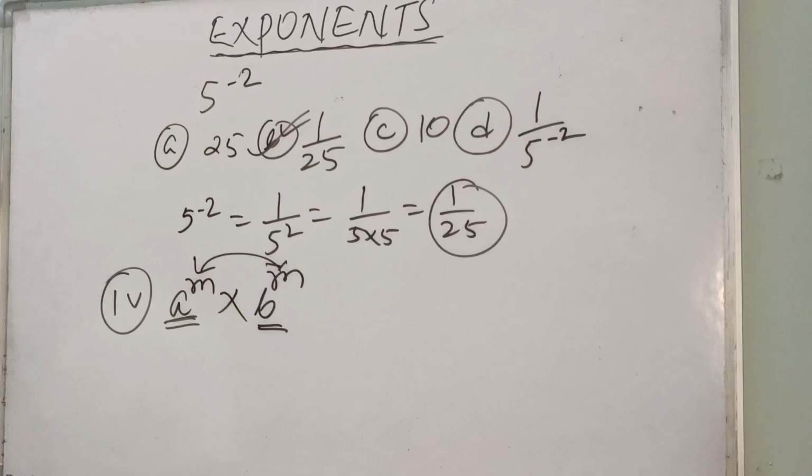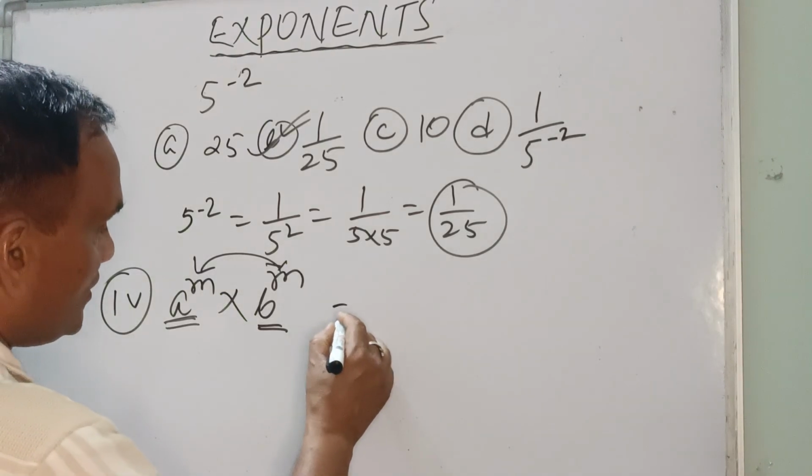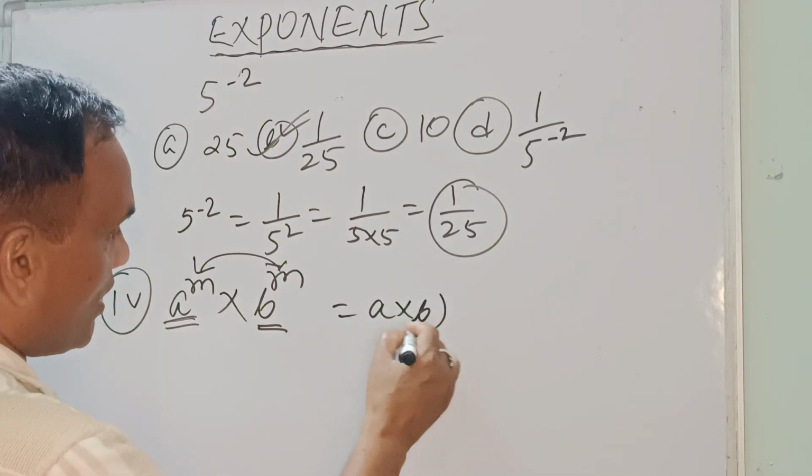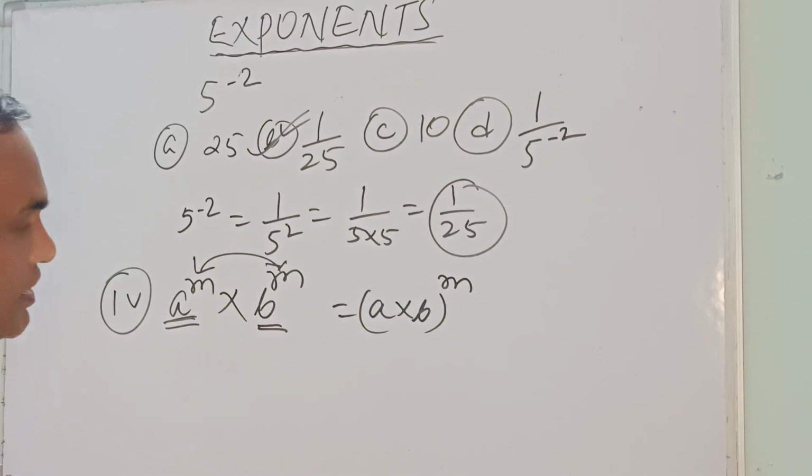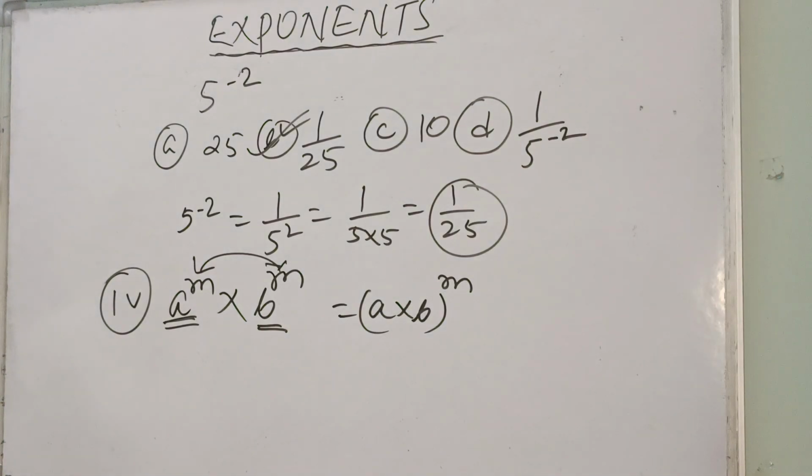In this case what will you write? If the power is the same and the base is different, then we can write a into b, power m. a into b, power m, right? a into b power m. Now with some more examples we'll solve this.